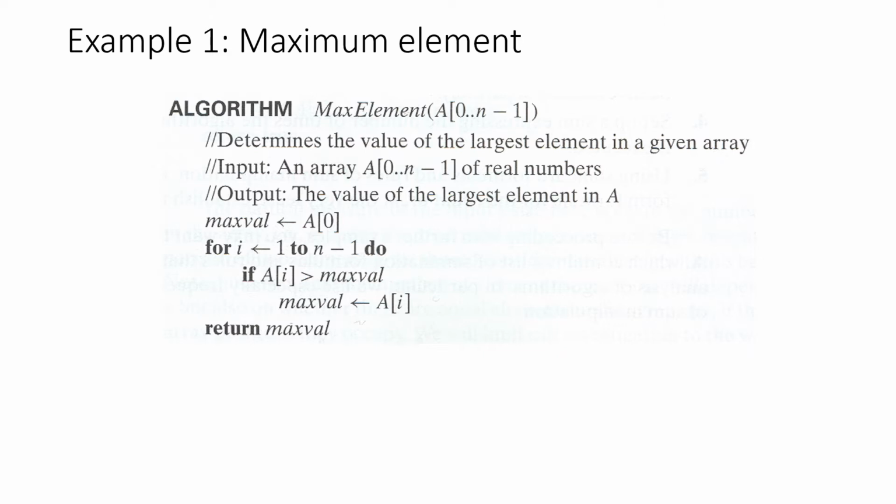Then they iterate, starting from 1 to n minus 1. If the ith value is greater than the maximum value, we update the max value. The process continues until we scan all the elements present in the list, or the end of the list is reached. Finally, we return the maximum value that is present in the list. We are going to analyze this algorithm. This algorithm is an example of non-recursion because there is no recursive function present in it.